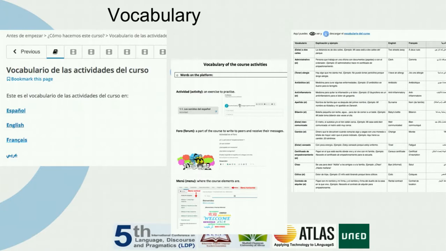Then we have activities, as you can see in the middle screen, activities just to work on vocabulary. And on the right hand side there is a list of all the main words that have been learned in the corresponding module. So we provide the word or sequence or locution in Spanish, and a brief explanation taught in very, very basic Spanish, together with an example of usage, and then the translation in English, French, and Arabic.